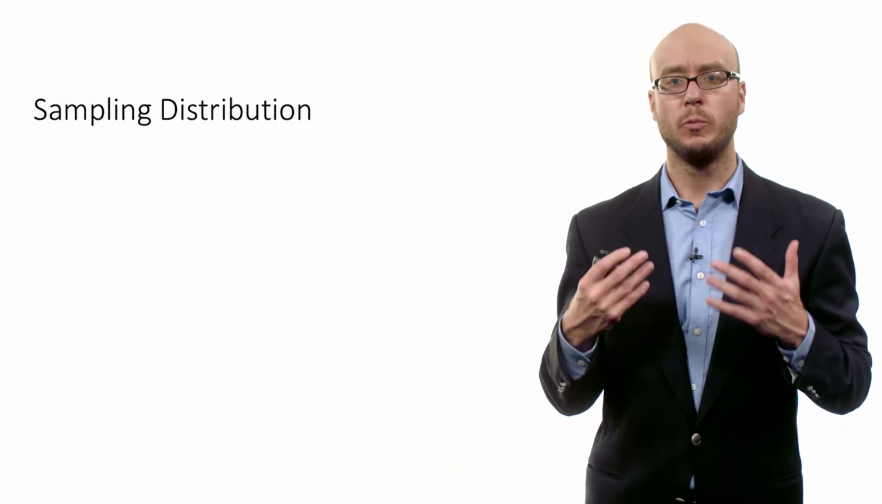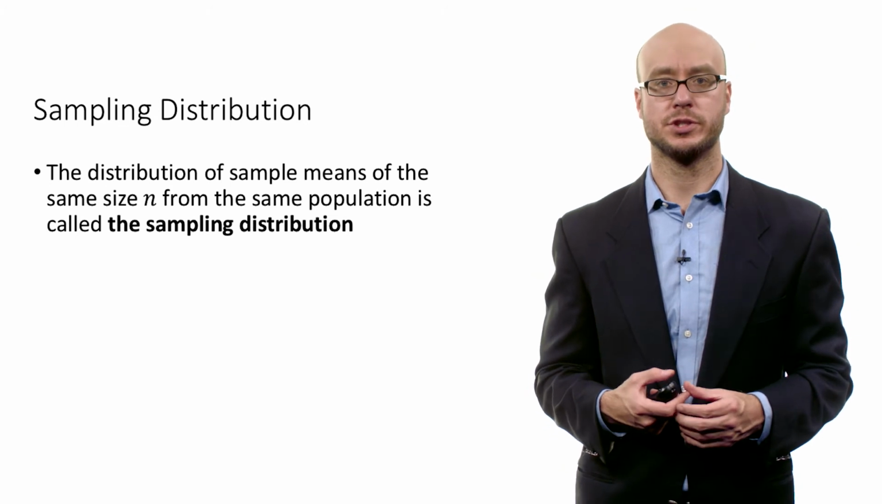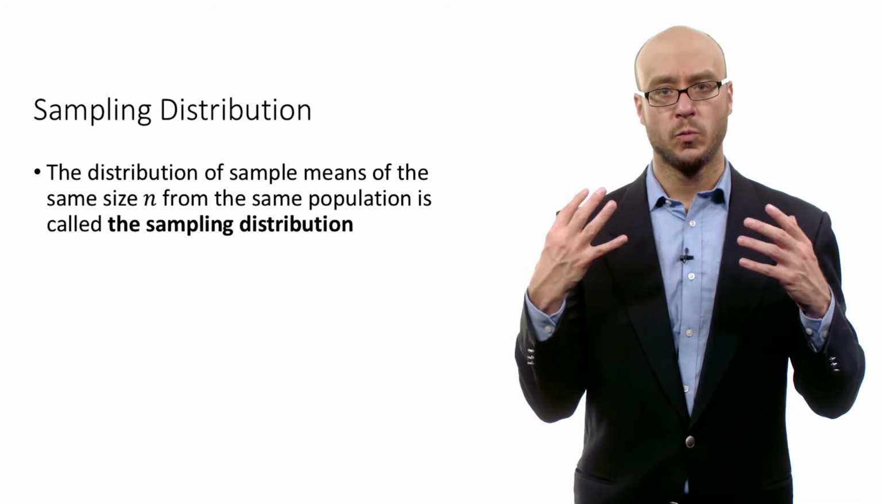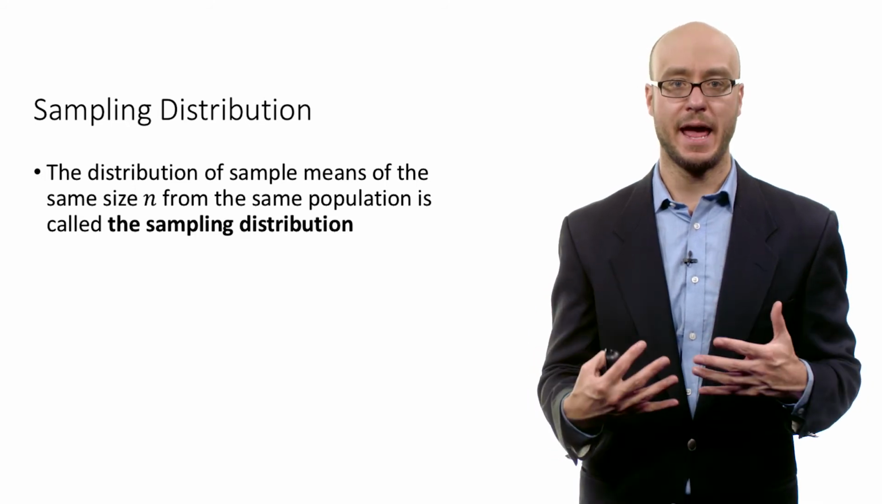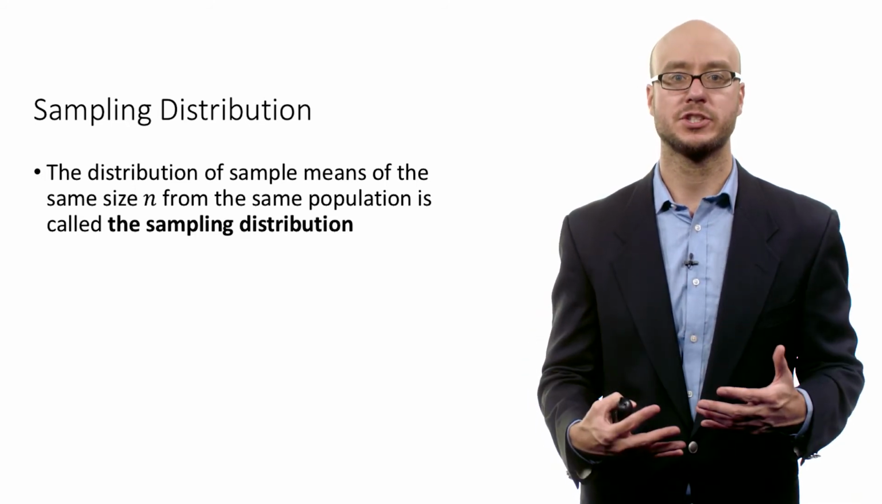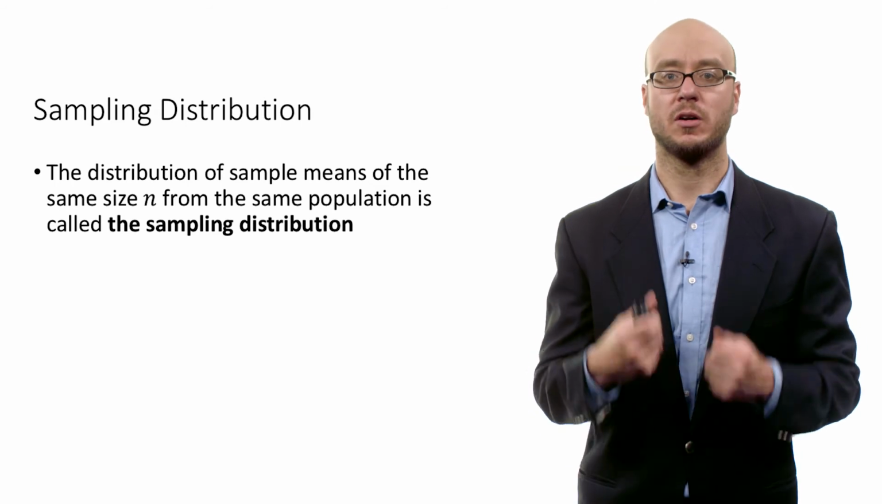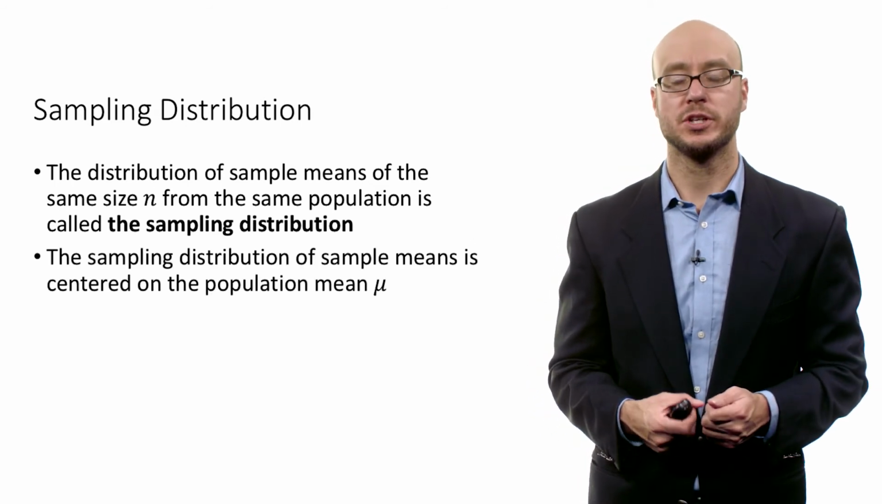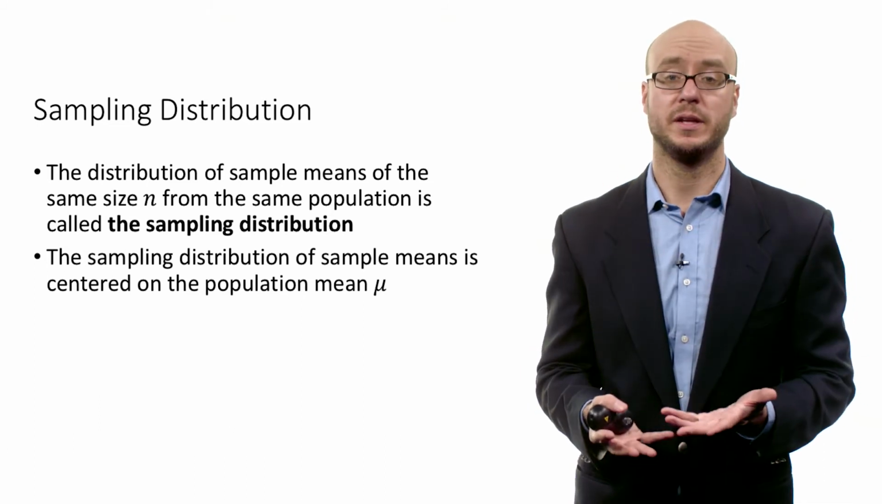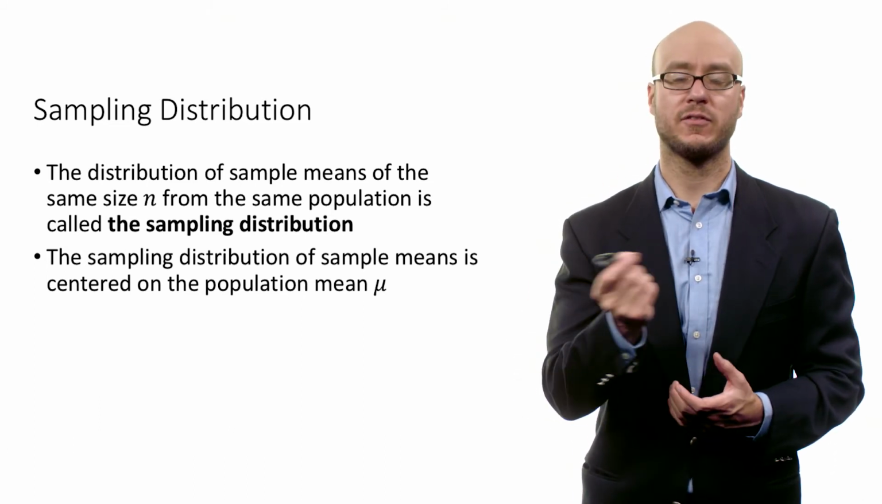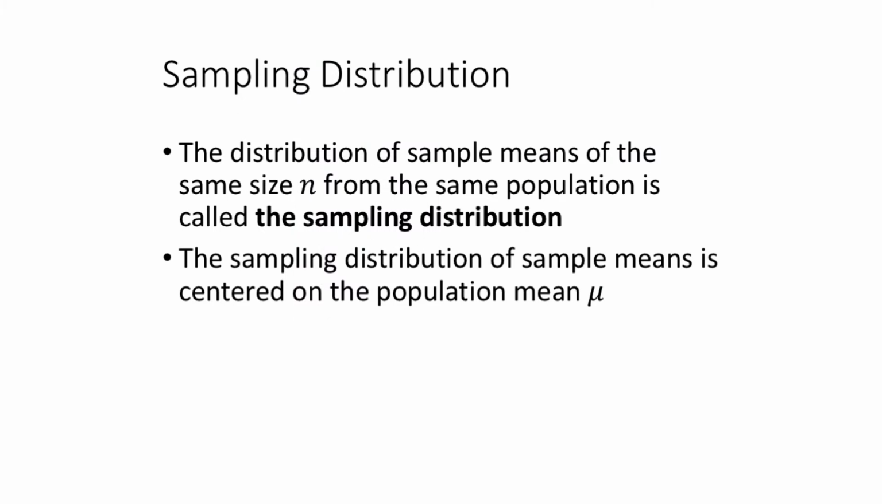This is what we call a sampling distribution. When we have a distribution of sample means of the same sample size n, lowercase n, from the same population, this distribution of sample means we call a sampling distribution. That variation in the sampling distribution reflects sampling variability, the fact that samples are going to differ from one another just through the process of a simple random sampling procedure.